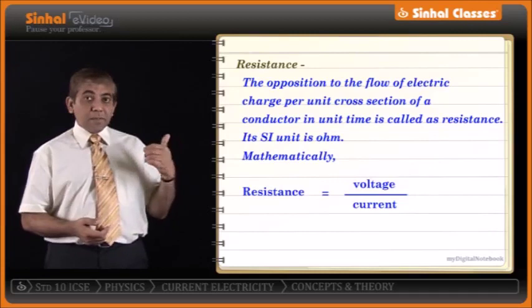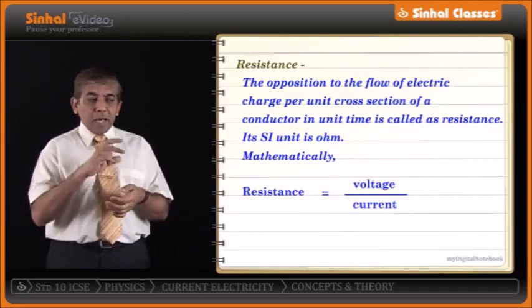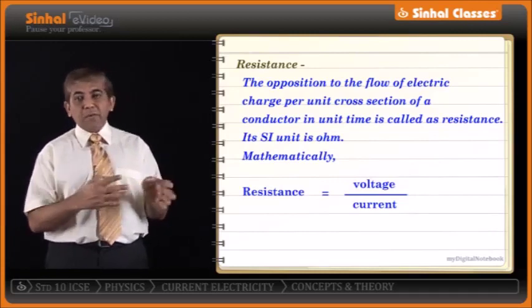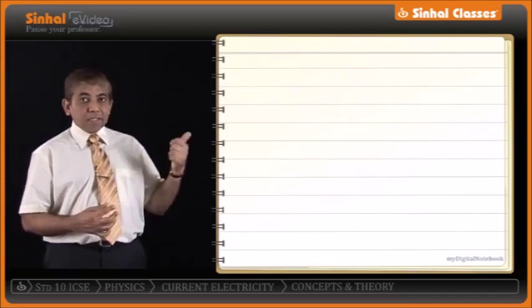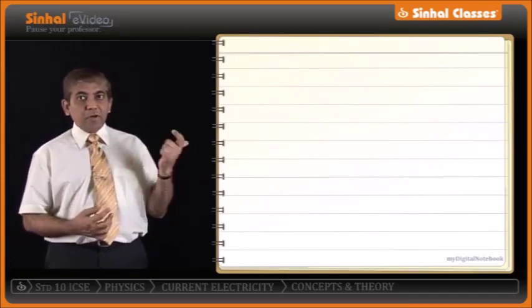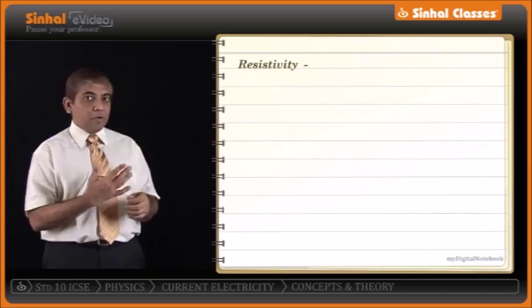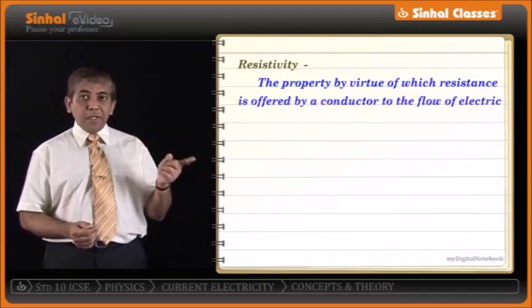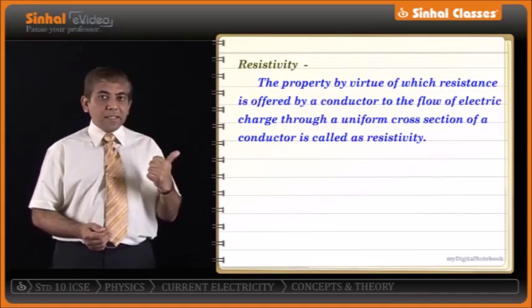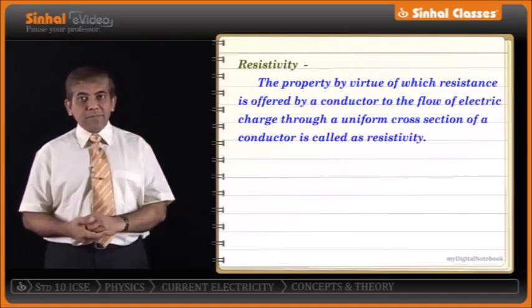So resistance is nothing but the opposition. It's similar or analogous to the frictional force that we have in our day-to-day life. But this is concerning electricity. So it's flow of charge basically. Opposition to flow of charge is resistance. The property by virtue of which resistance is offered by a conductor is called resistivity.